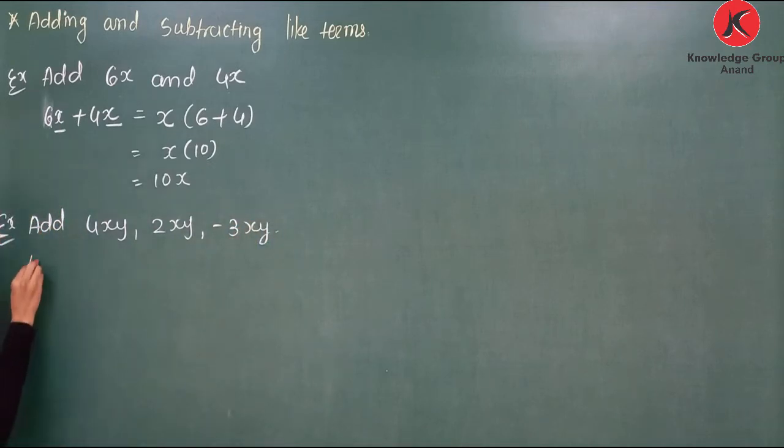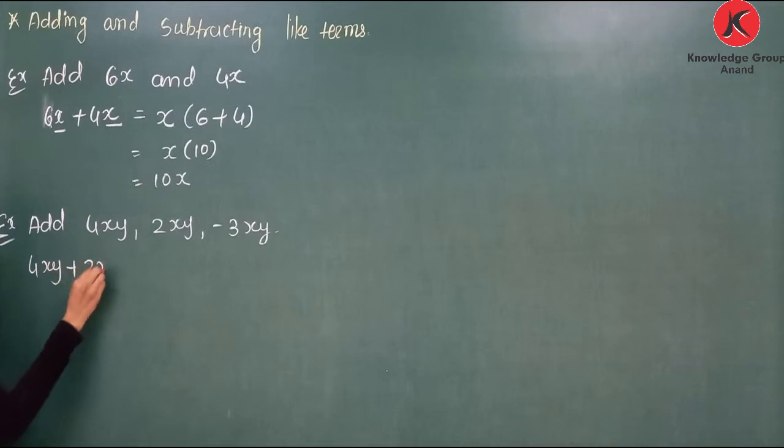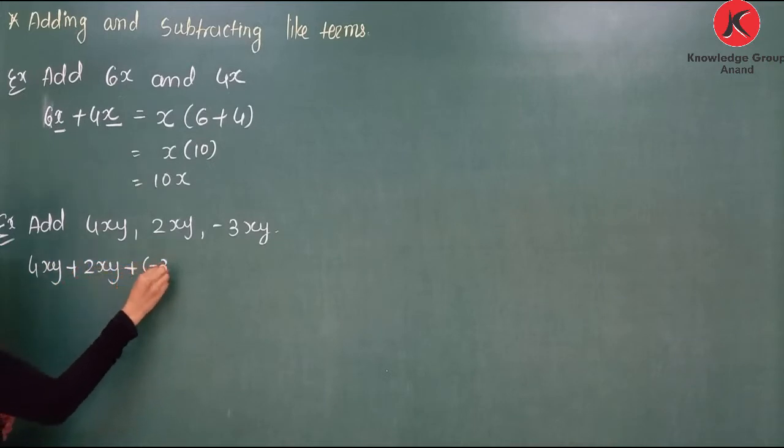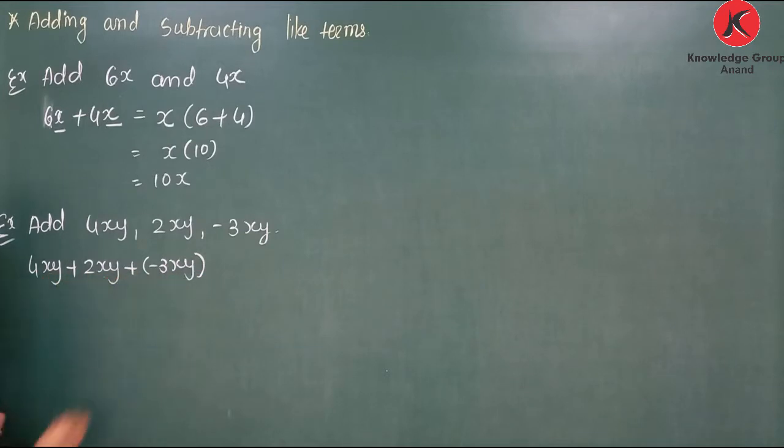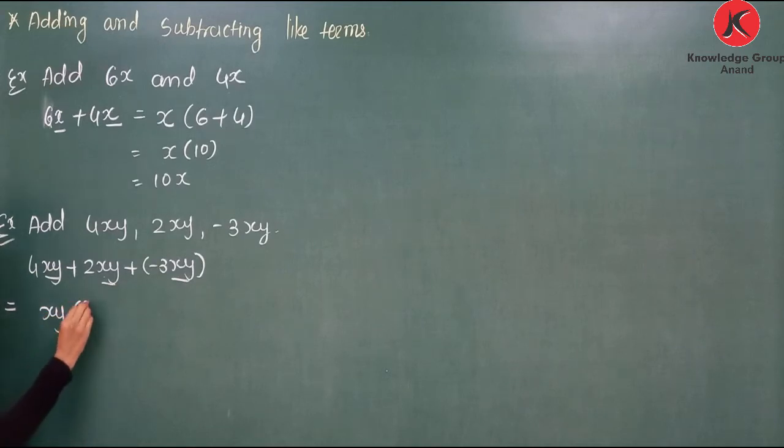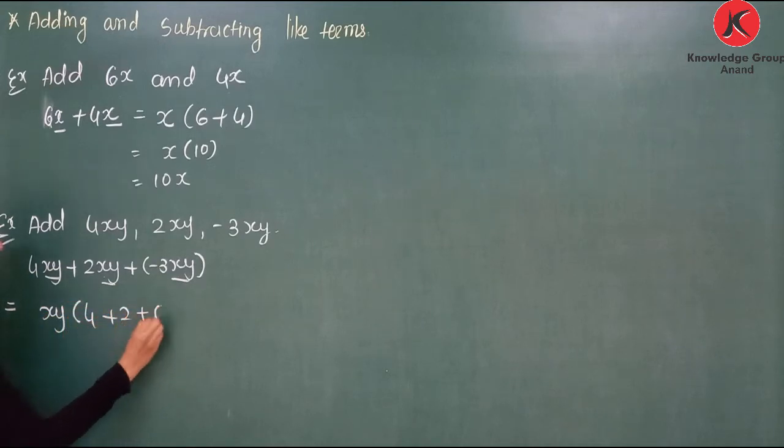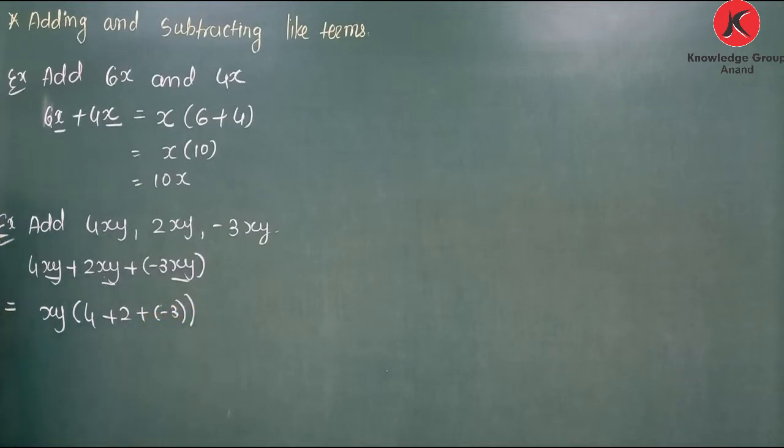So here we can write 4xy plus 2xy plus minus 3xy. All are like terms because all have the same algebraic factors. So take xy out common. We can write it as 4 plus 2 plus minus 3. Now we already learned the addition and subtraction of integers. So 4 plus 2 is 6, 6 plus minus 3 is 3. So the answer is 3xy.